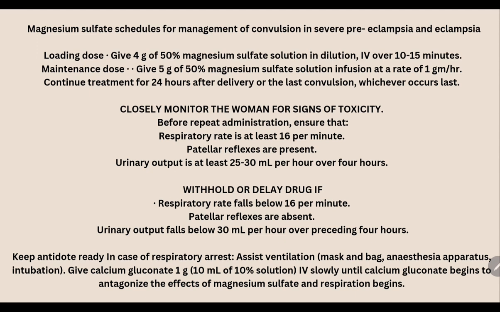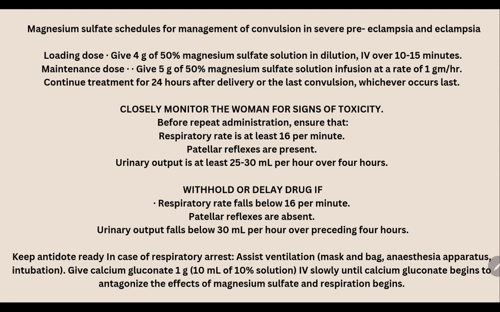And maintenance dose is 5 gram of 50% magnesium sulfate solution infusion at a rate of 1 gram per hour. Okay, 1 gram per hour, and continue for 24 hours after delivery or the last convulsion, whichever occurs last. Closely monitor the woman for the signs of toxicity before repeat administration. Ensure that respiratory rate is at least 15 per minute.